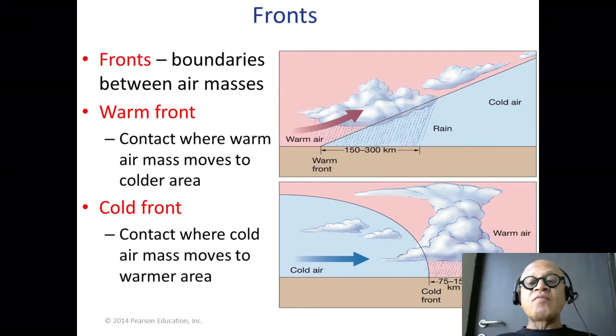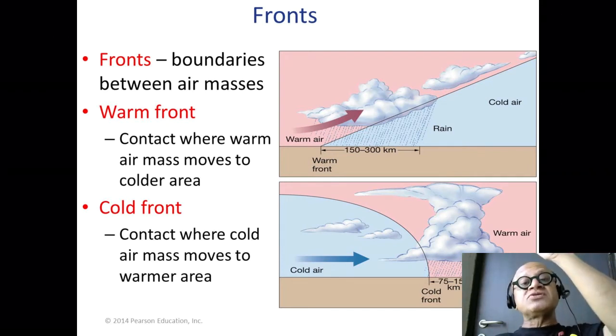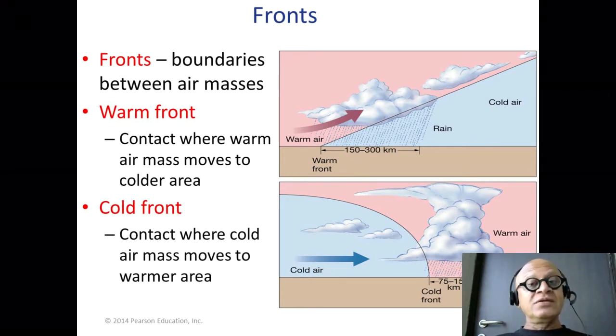So when a warm front happens, the scale of the warm front tends to be about 150 to 300 kilometers, depending on how large the blob of cold air is, how large a blob of warm air is, and so on. And this scale is determined by the fact that warm air is moister and rises above and condenses and produces rain. Okay?